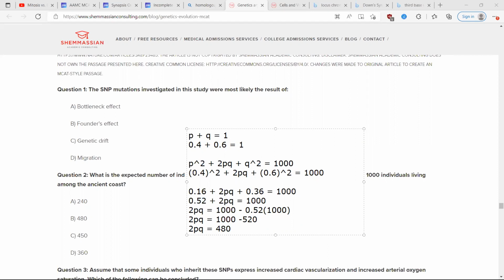Oh, wait a second. I think I'm not supposed to make it 1,000. I think I am supposed to do that at the end. Yes, there we go. And so now you have the percentage of the population that is heterozygous, right? So now what is my population? I've got 1,000 individuals times 0.48, and now I know I have 480. That should be correct.